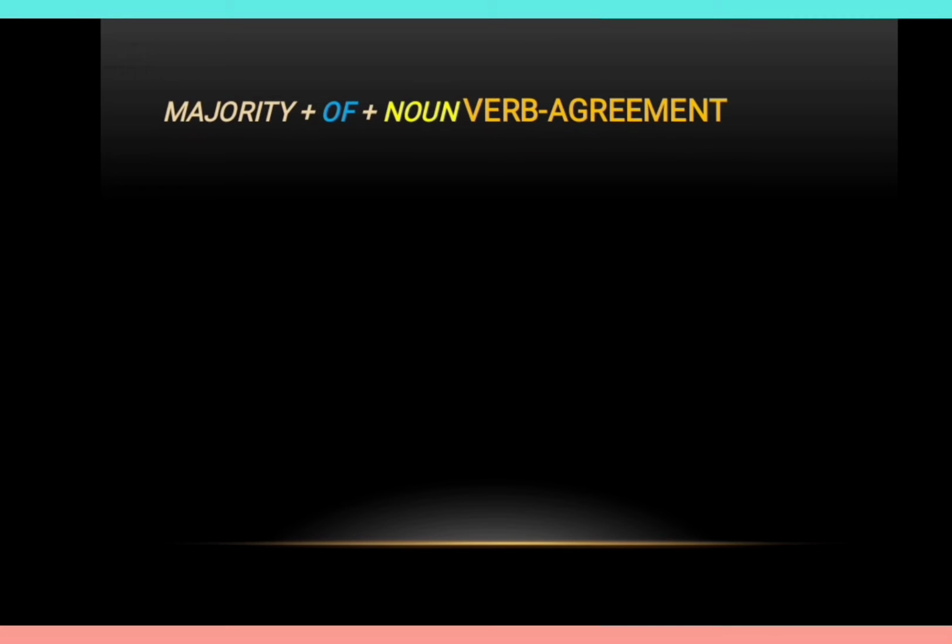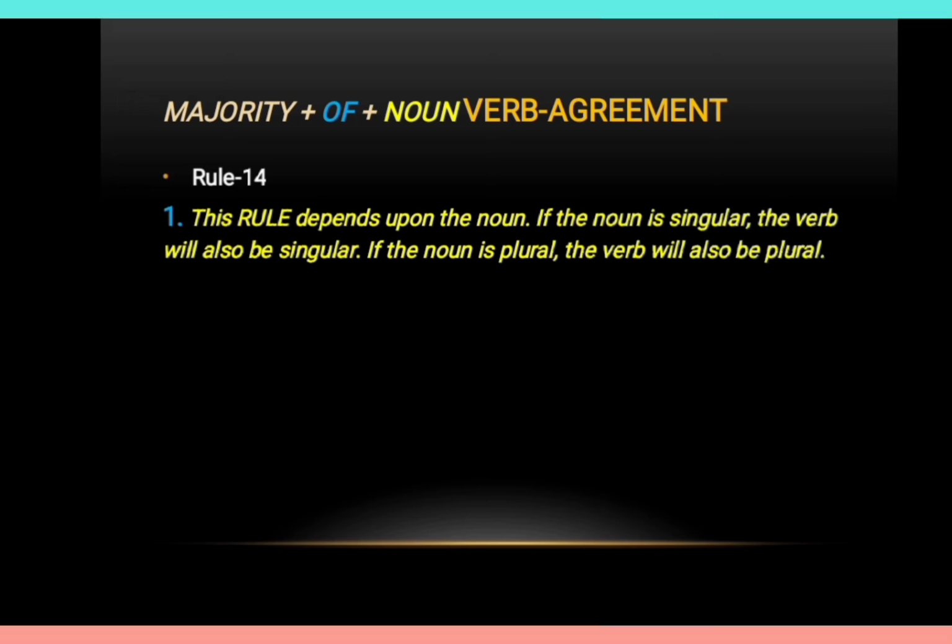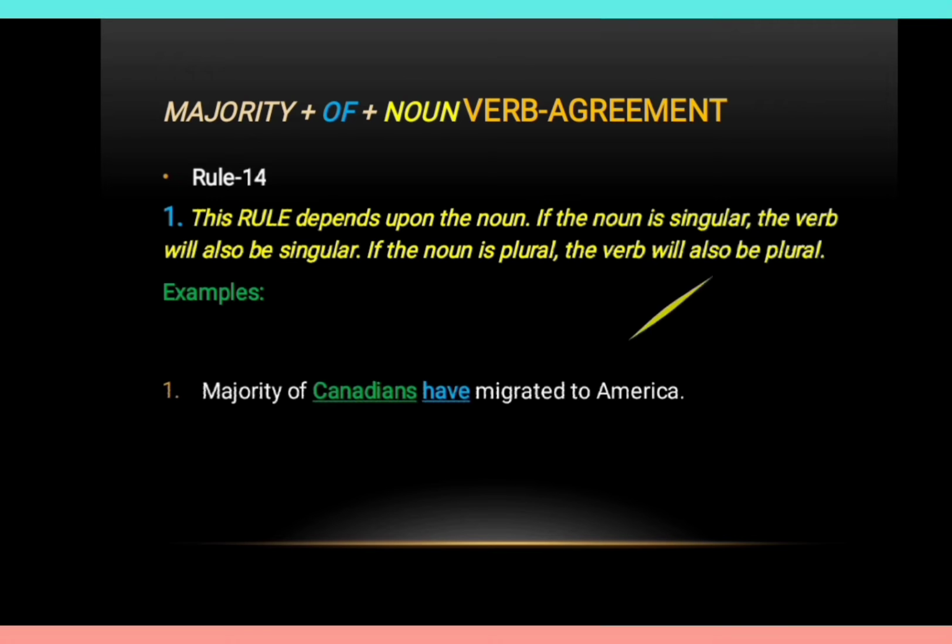Majority plus noun-verb agreement. That is rule number 14 of subject-verb agreement. This rule depends upon the noun. If the noun is singular, the verb will also be singular. If the noun is plural, the verb will also be plural. That is the whole construction of this rule. We have some examples according to this rule.